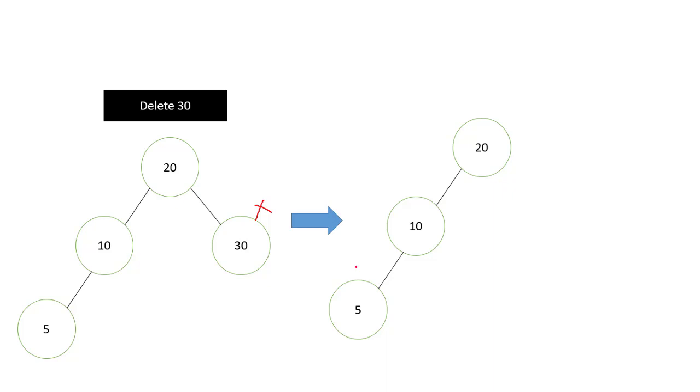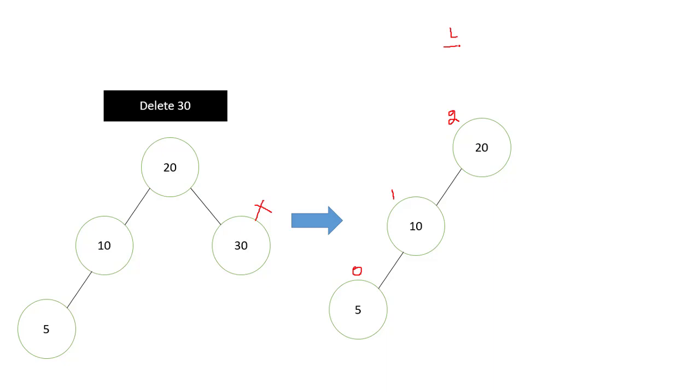Now let's check the balance factor. The balance factor of 5 is 0. The balance factor of 10 is 1. The balance factor of 20 is 2 minus 0, that is 2. So 2 is not acceptable in the AVL tree. That's why we have to apply rotation. I already explained, when you delete an element at the right side, the tree becomes heavy on the left side. That's why this comes under L rotation.